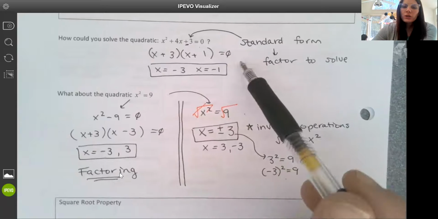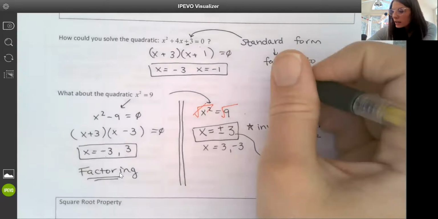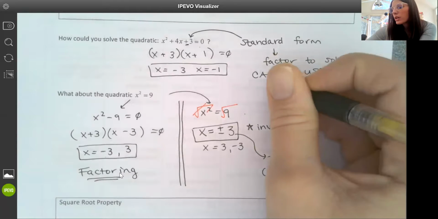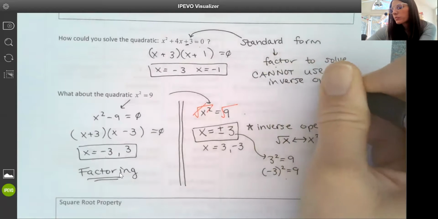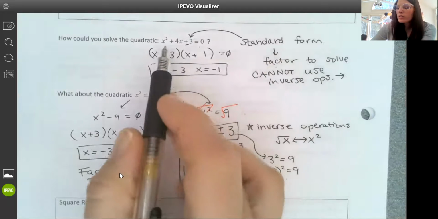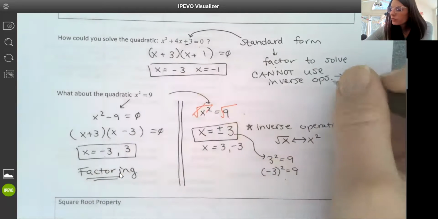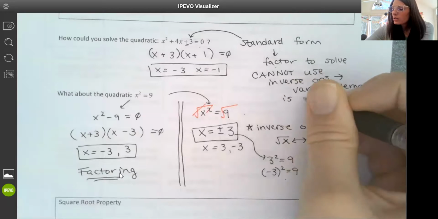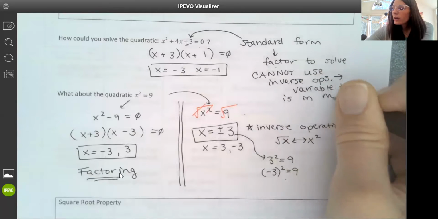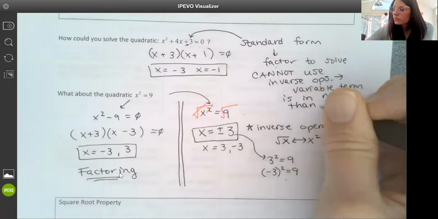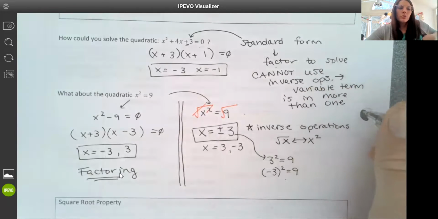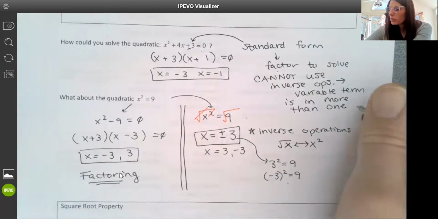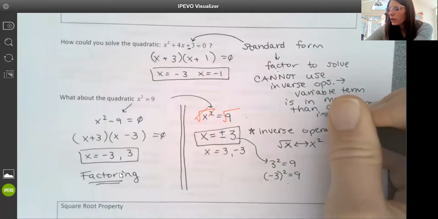Now, let's go back to the first one. The reason we cannot use inverse operations is because the variable term appears more than once, is really what I should have written, is in more than one term in the equation.